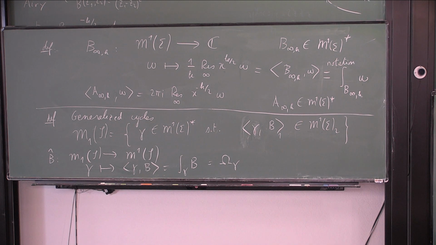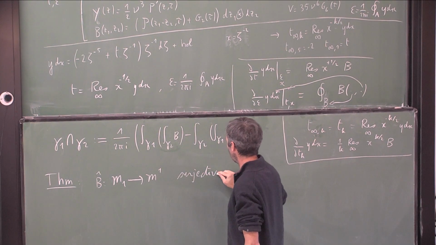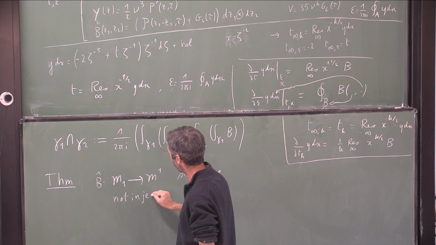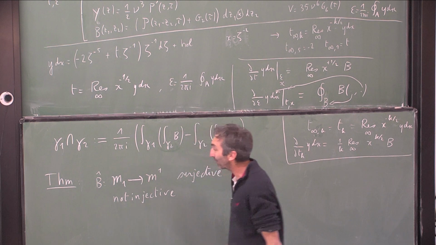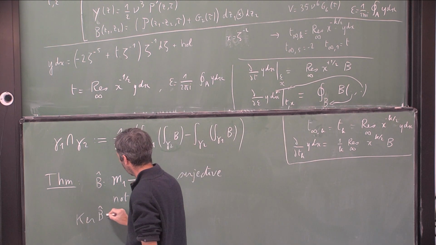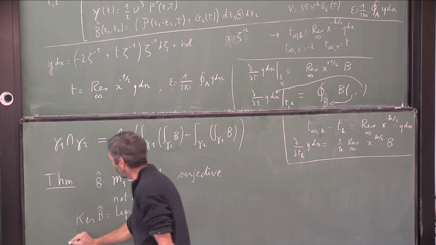Okay. And some theorem. Let me just mention a few theorems. So first, that the map B hat from M1 to M1 is surjective. It's not injective. And in fact, the image of B hat is a Lagrangian. And the intersection is non-degenerate.